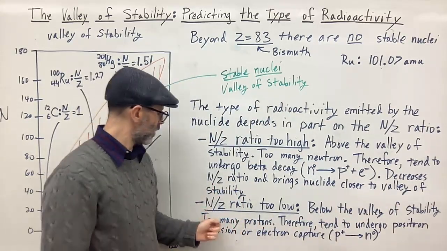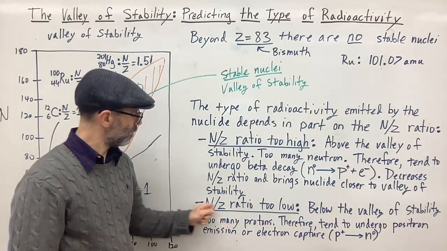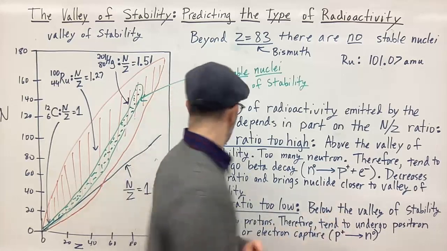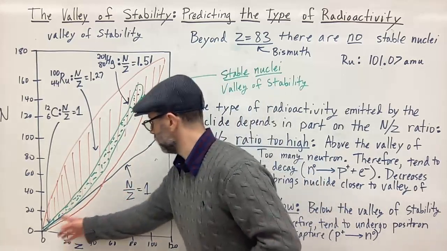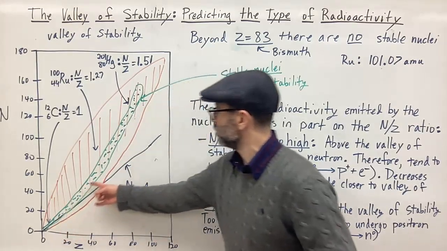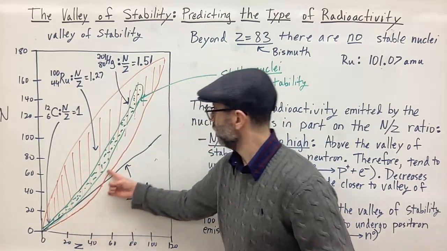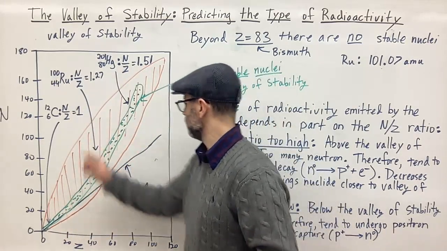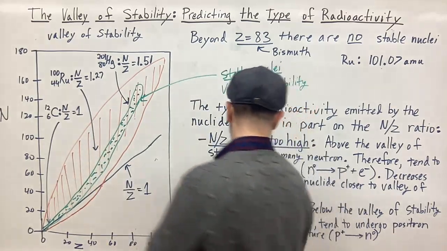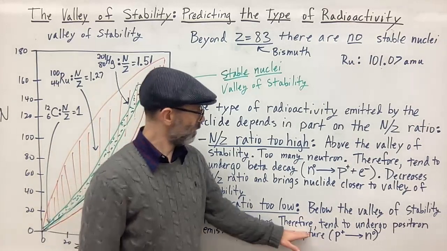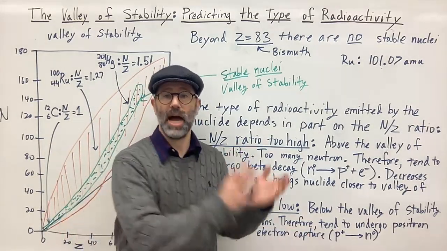What if your neutron to proton ratio is too low? Well, that means you're going to be below the valley of stability. So remember, the valley of stability is the green part, not the orange. So you're going to be down here. And so you're going to have to increase that ratio. And well, how do you do that? That means you have too many protons. And so therefore, you're going to have to convert protons to neutrons.